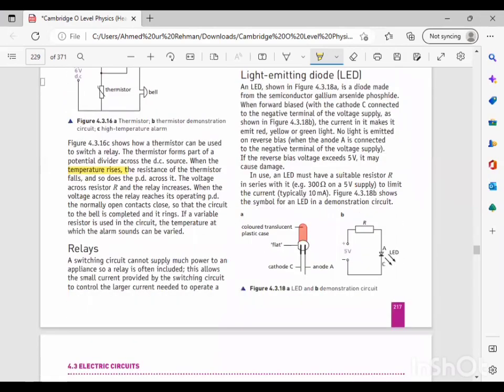Then we have the light emitting diode. So an LED is a diode made from the semiconductor gallium arsenide phosphide. When forward biased with the cathode connected to the negative terminal of the voltage supply, as shown in figure 4.3.18b, the current in it makes it emit red, yellow, or green light. No light is emitted on reverse bias.